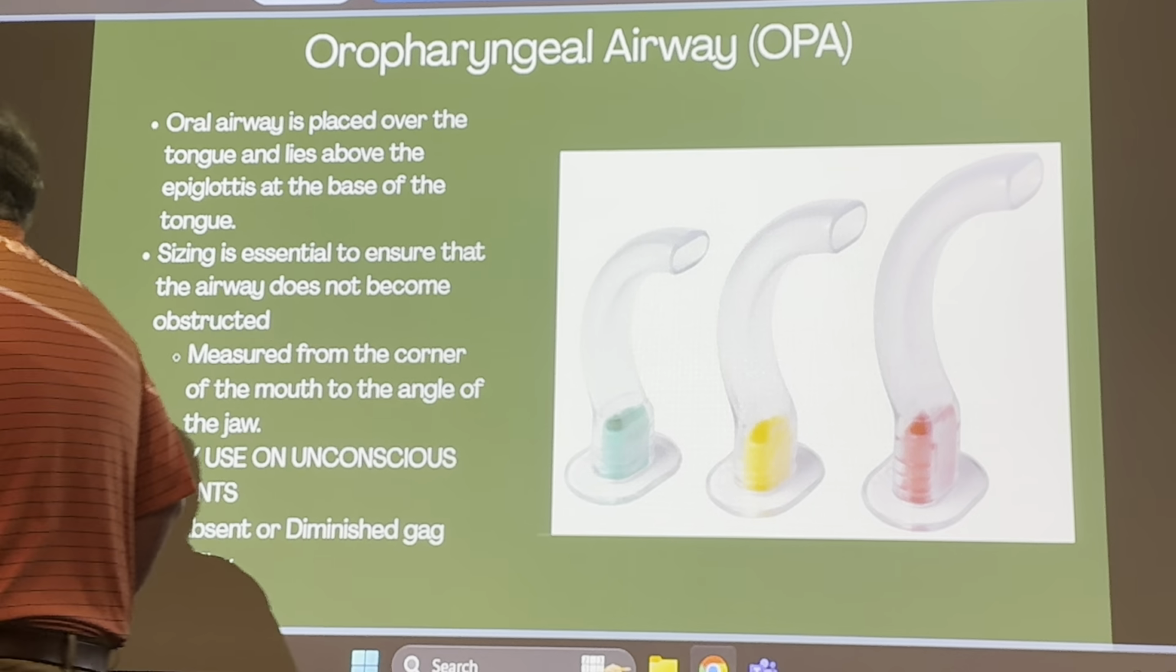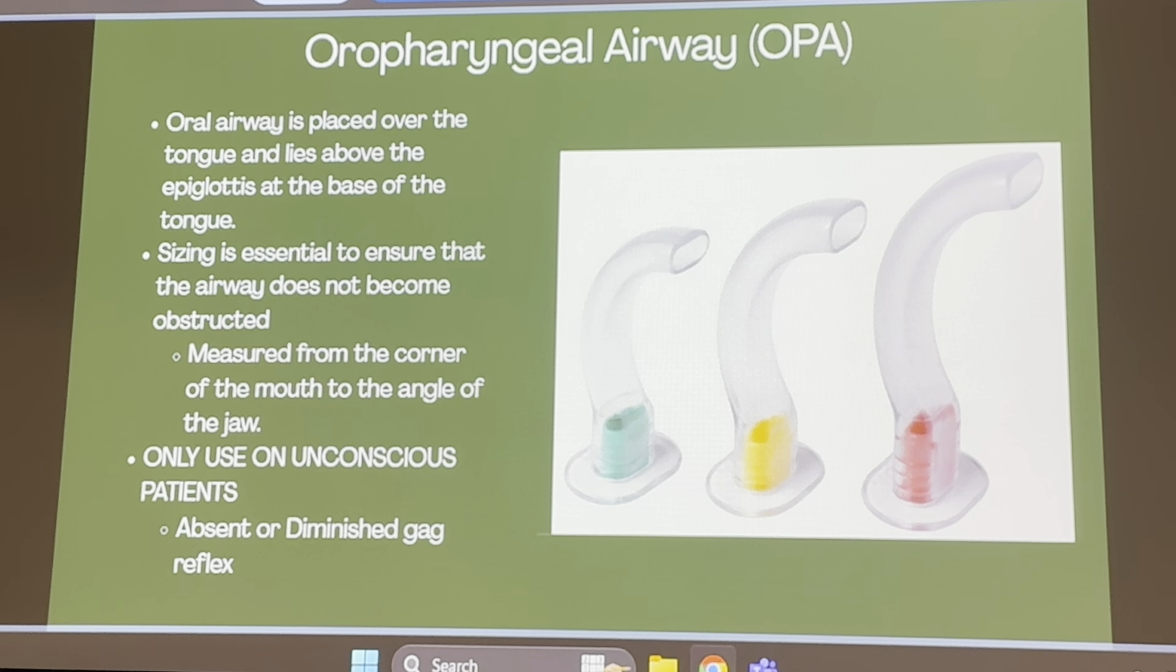Our goal with the oropharyngeal airway is to get it right past the tongue, get that tongue out of the way, and it lies just right above that epiglottis. Our main thing is our tongue is getting in the way of our airway. So if we get that out of the way, we're able to press it down, we're able to ventilate a little bit better, deliver that breath of air a little bit better, because that tongue is up and out of the way from there. With each of these artificial airways, sizing is very important.